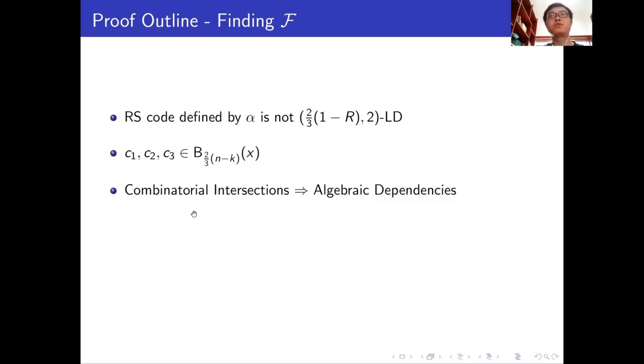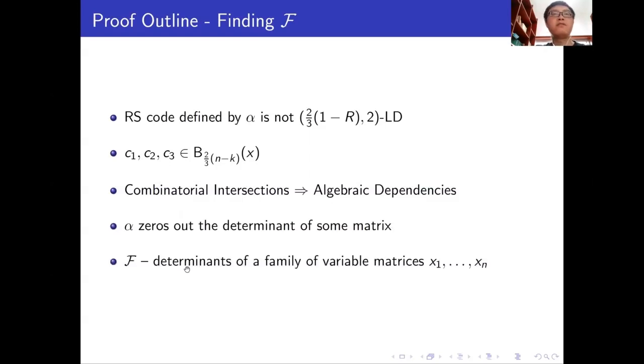Our main contribution is that in our paper, we developed a technique that can convert such combinatorial intersections to certain algebraic dependencies, which states that the above evaluation vector α must zero out the determinant of some matrix. Therefore, we set the family F to be the determinants of a family of variable matrices in x1 to xn. The details of the proof can be found in our paper.